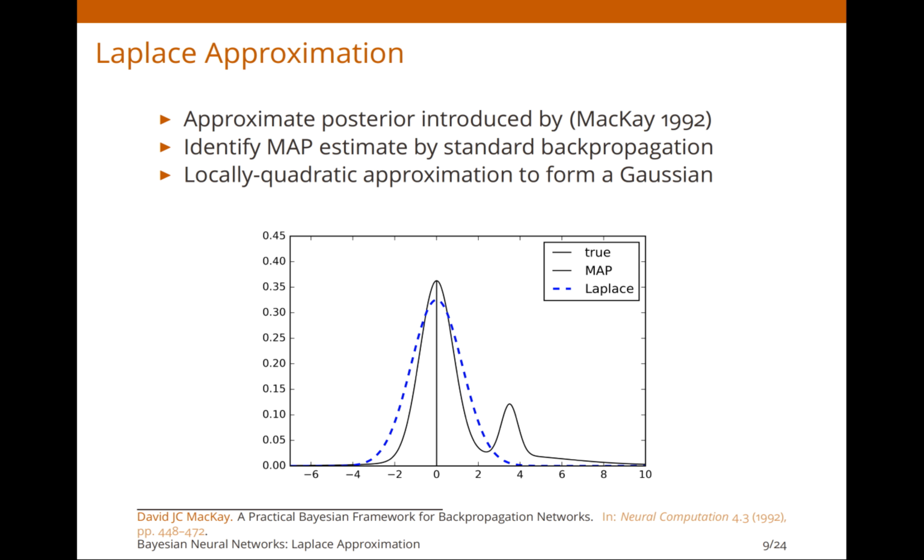This distribution with the two peaks is my true distribution, for example. It's a Gaussian mixture model. And this MAP line is the maximum a posteriori. So this is the point at which the posterior distribution is maximum. And all this Laplace approximation does is look at the curvature of the distribution at that point.